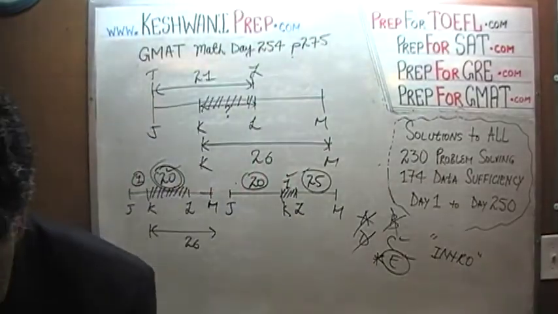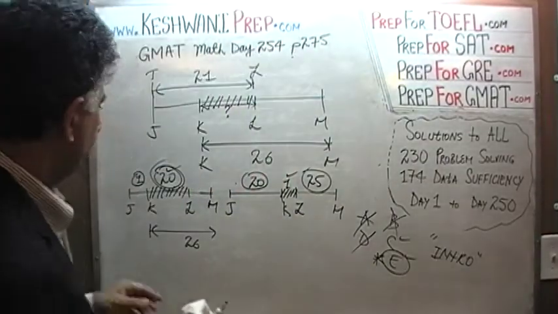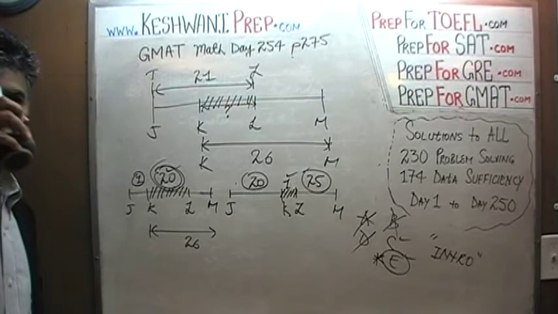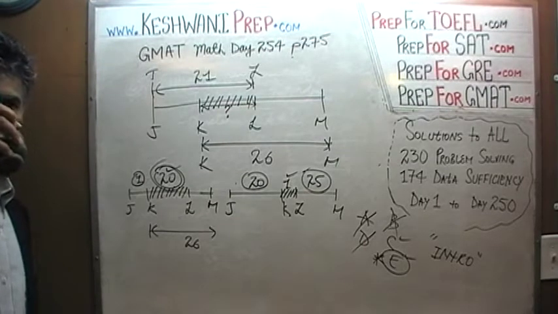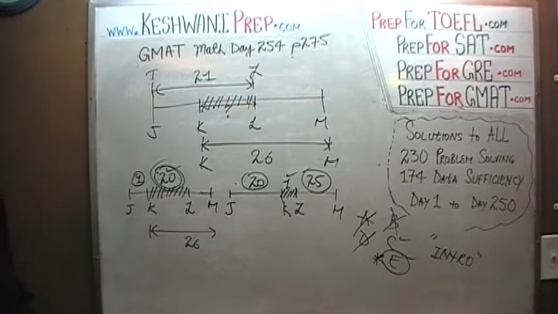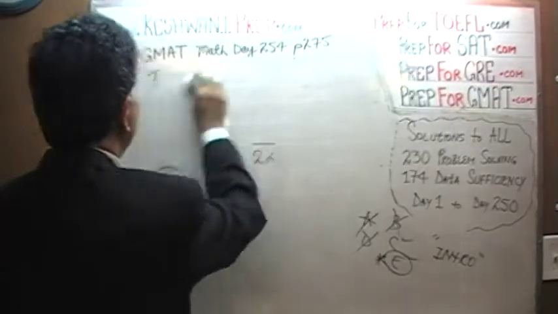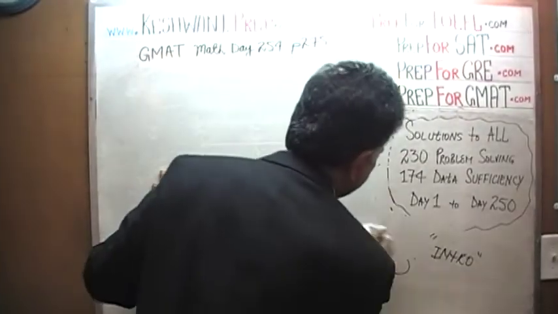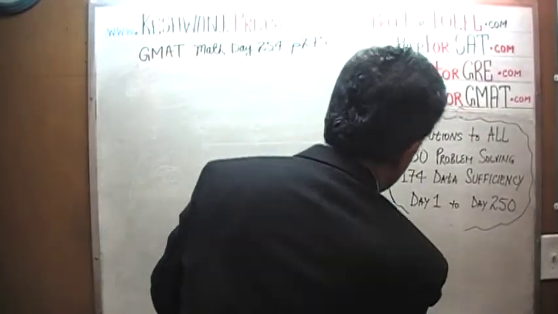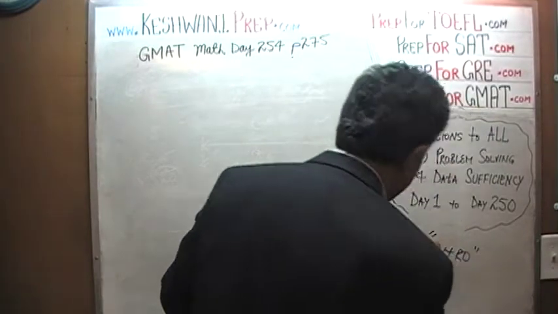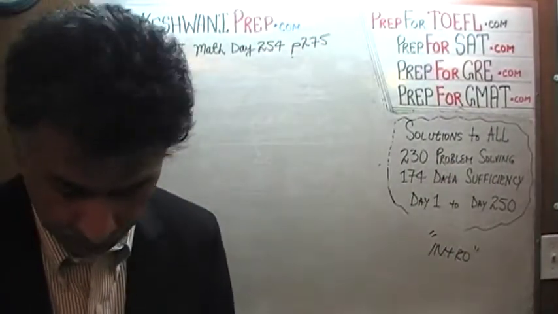Let's go to the next one, number 7. Just give me 1 second. Number 7. Oh, I should have erased that part. Just type in data sufficiency and then intro.